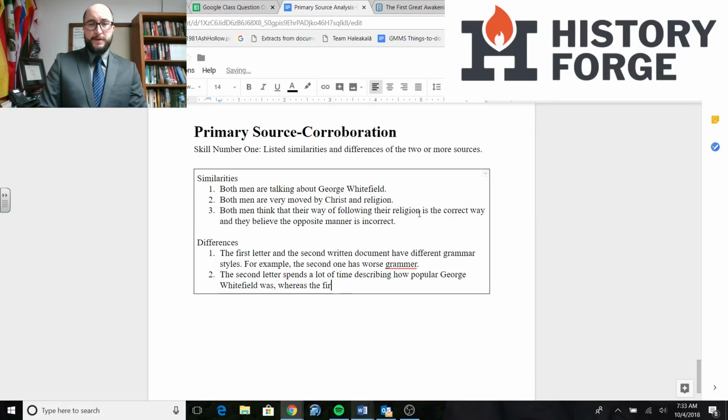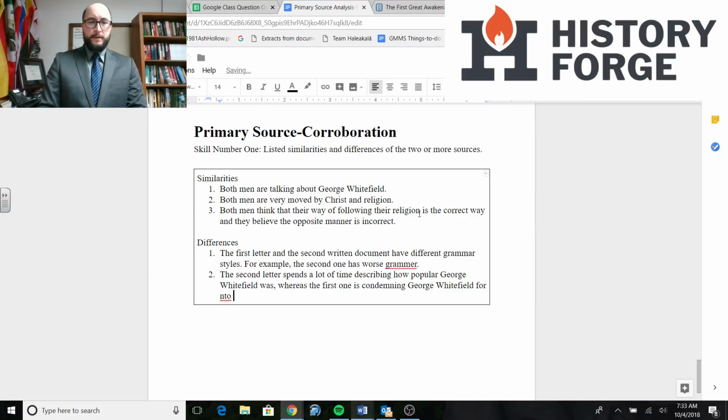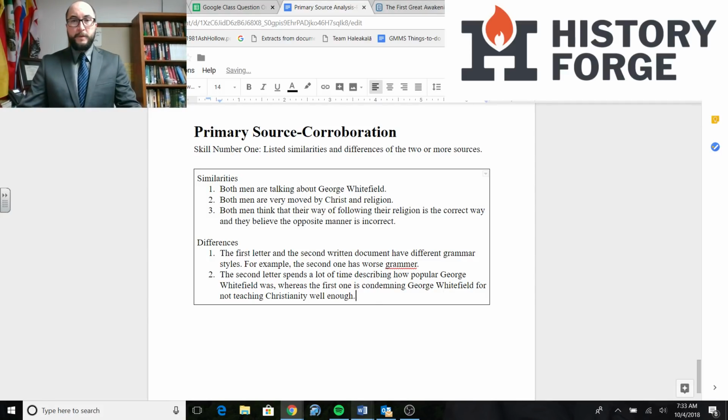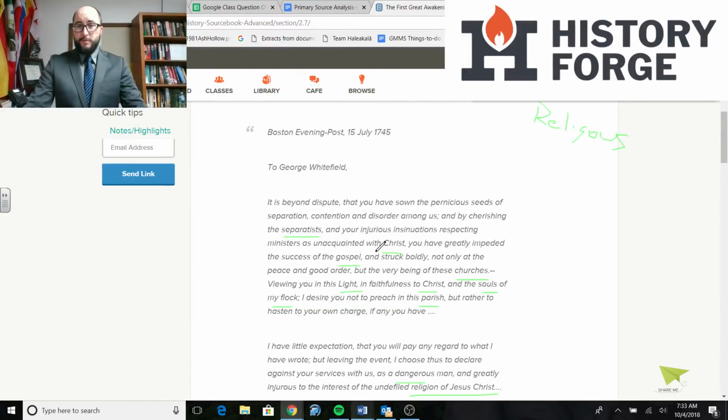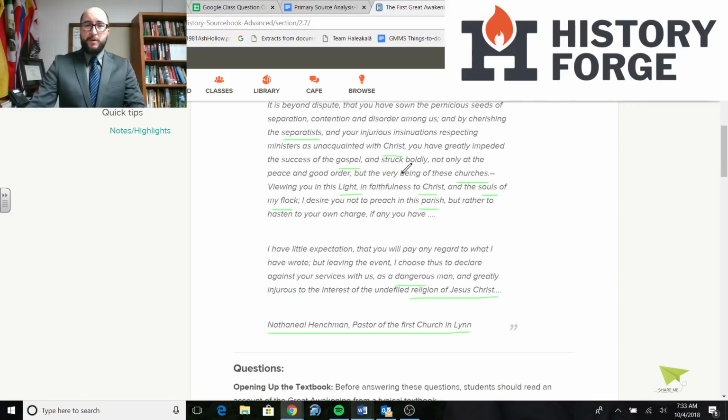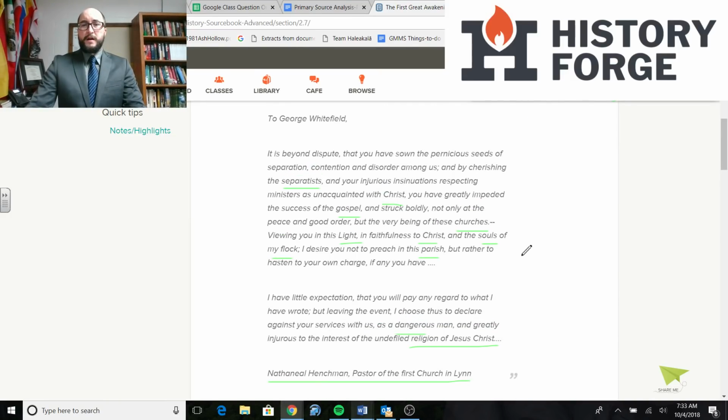Whereas the first one is condemning George Whitefield for not teaching Christ, or teaching, we'll say, Christianity well enough. And again, I'm getting that answer because if you look at the very first one, he's basically just ripping into the guy. He's basically saying, yeah, you're not great, you're not doing the right things, you are striking boldly at Christ.